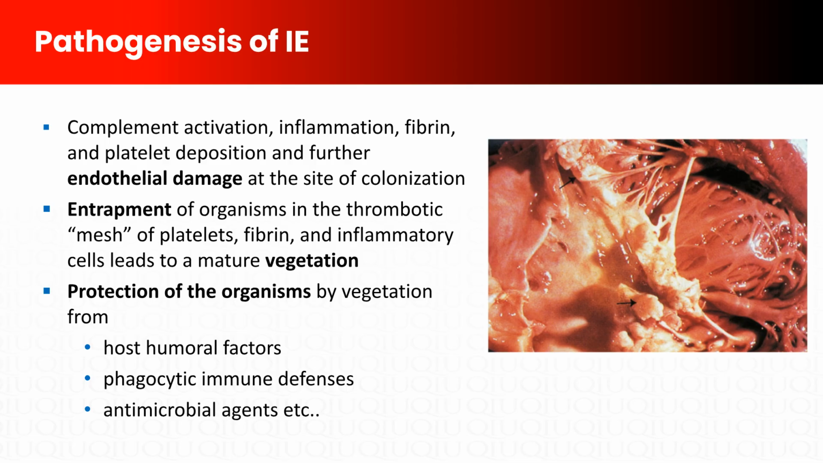The critical step is entrapment of organisms. Bacteria become trapped in a thrombotic mesh composed of platelets, fibrin, and inflammatory cells. This creates what we call a mature vegetation, a complex structure of bacteria embedded in clot material and inflammatory cells.